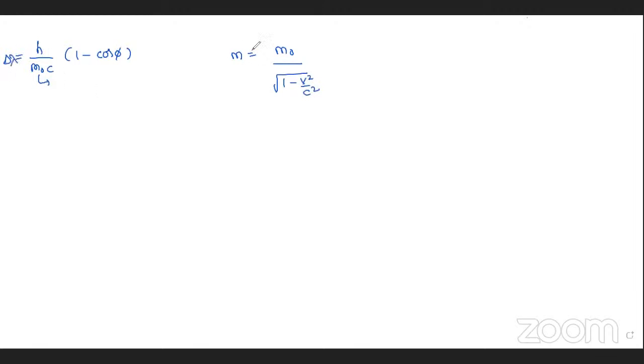Okay, means no need to substitute again. No need to substitute again. Already we replaced and we wrote m naught here. Otherwise, I would have to write it as h by mc, but I am writing m naught c, which means it is already replaced. Okay, sir. Right. Any other doubts? Okay, right.